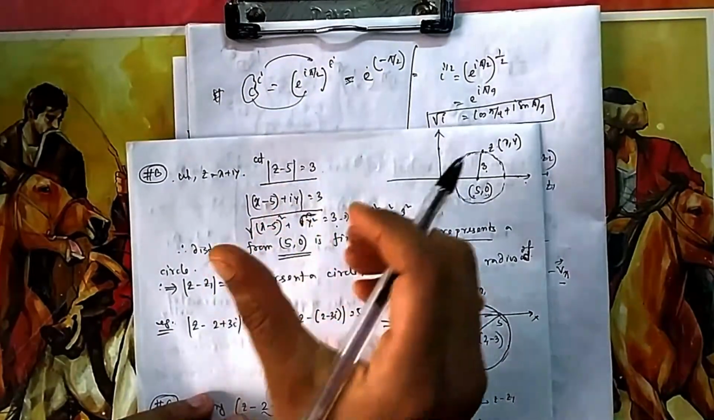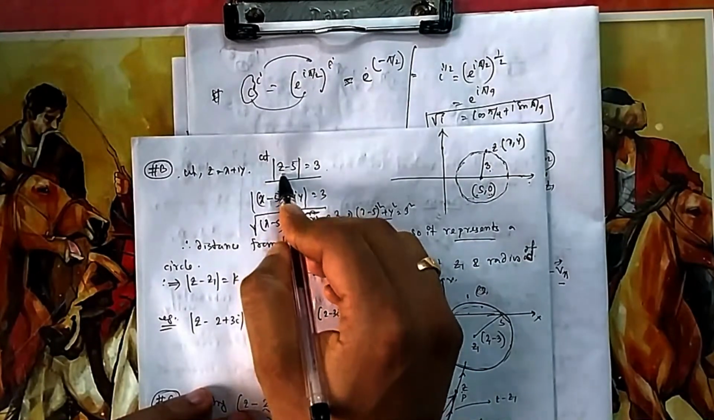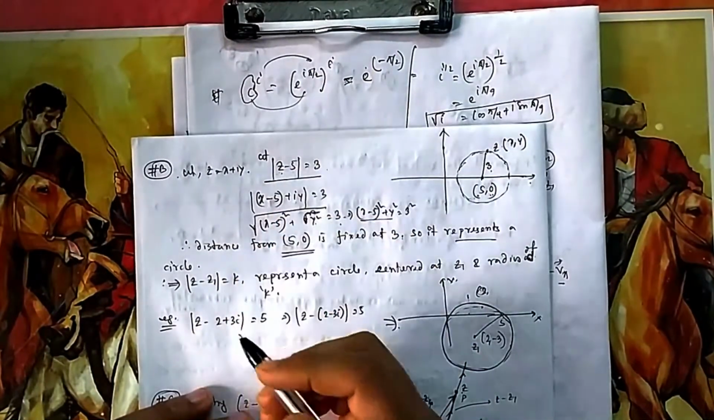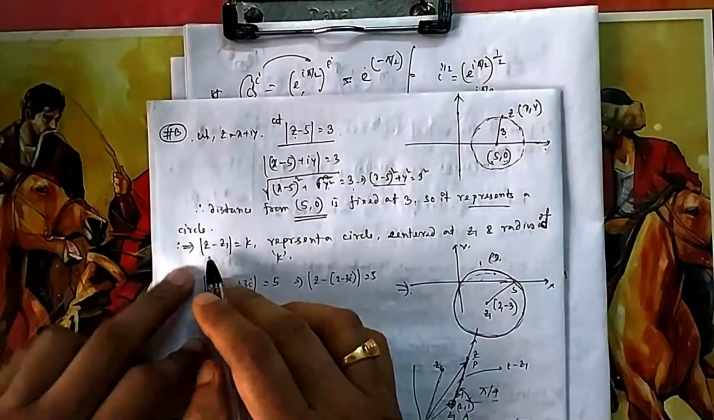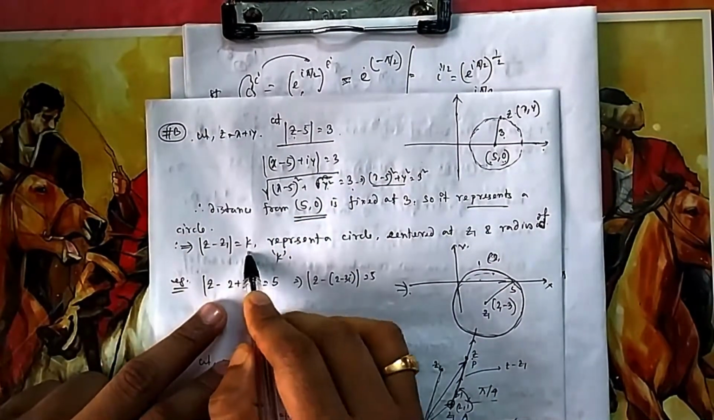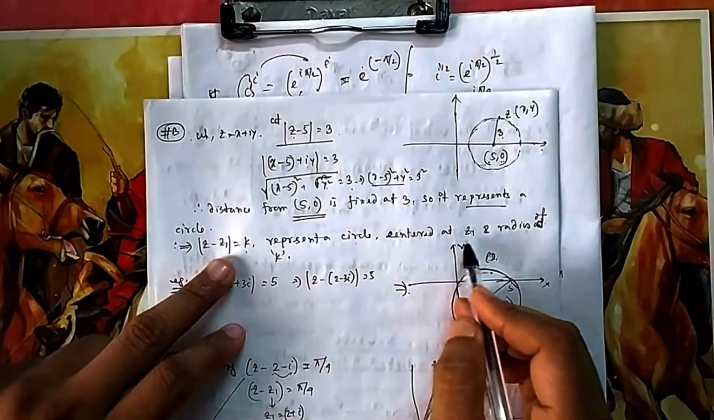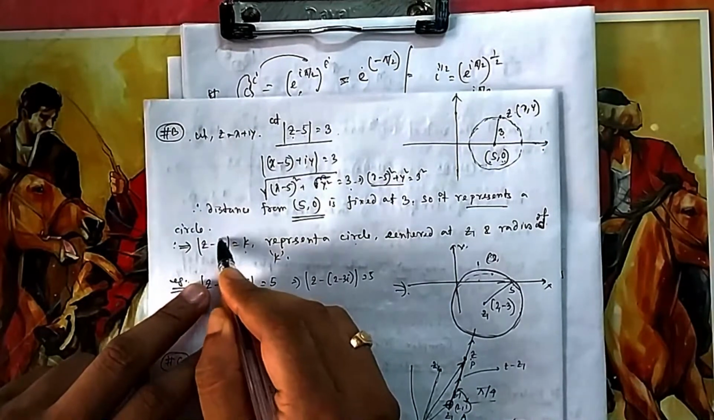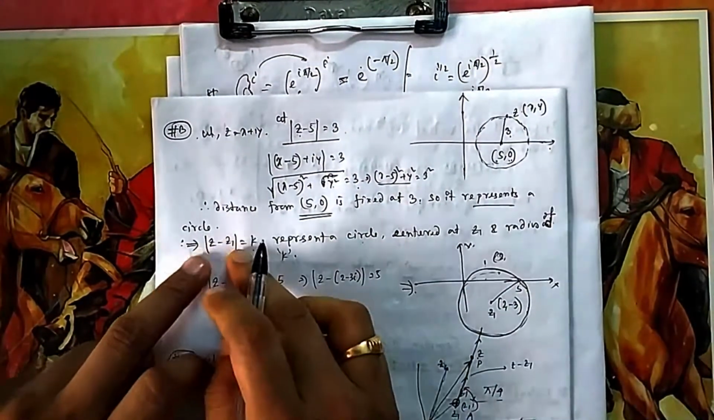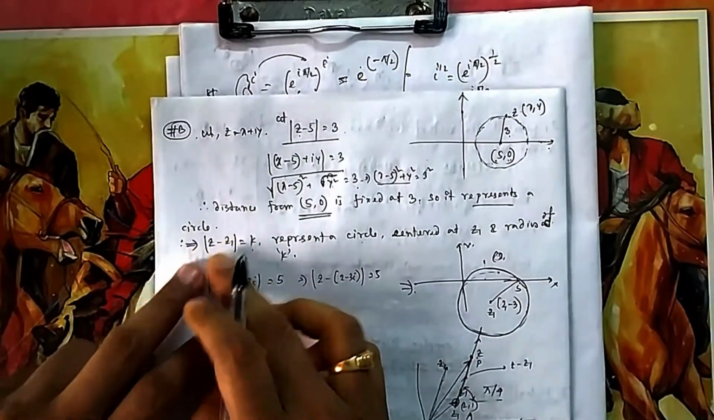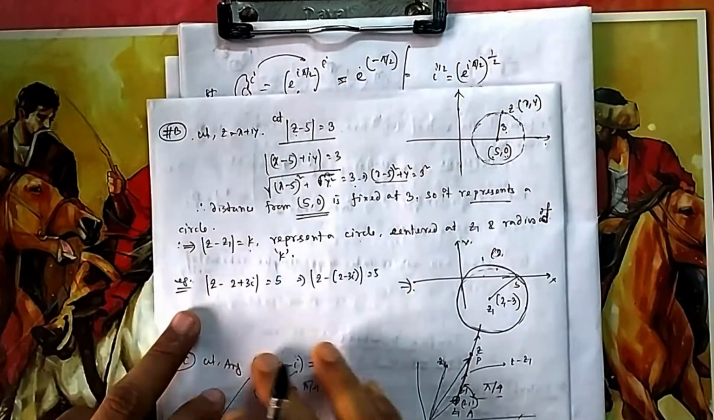So mod actually gives you the distance between that number z and 5. Okay, we'll understand it a little bit later. So now let's see this one. Suppose mod z minus z1 is equal to k. In general, we can say it will represent a circle with center at z1, and k will be the radius, because mod of z minus z1 represents the distance from z1 to the point z.